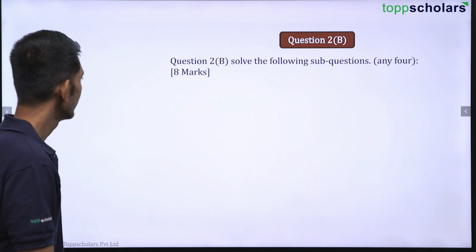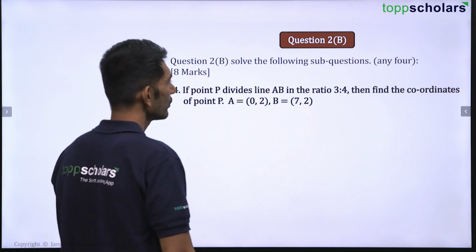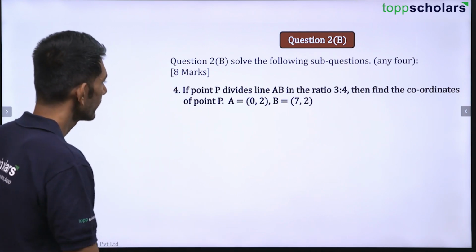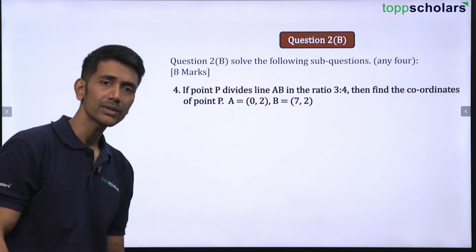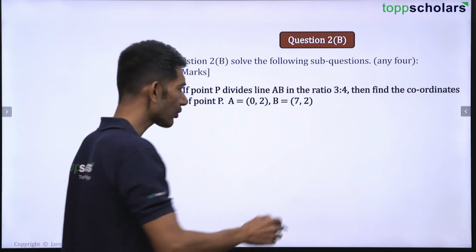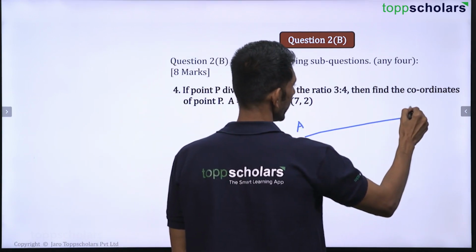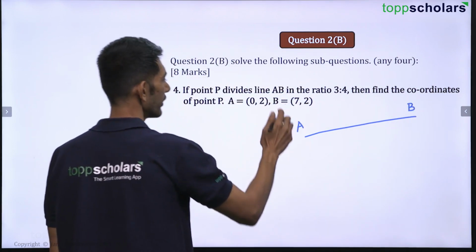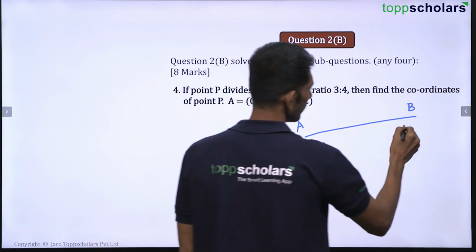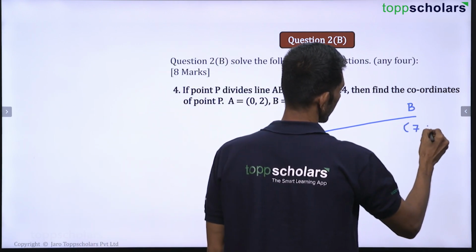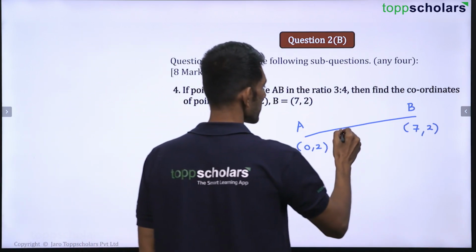Perfect. Let's continue. The next question says, if point P divides line AB in the ratio 3:4, then find the coordinates of point P, where A is given, B is given. Okay. Again, as I said, whenever you tackle a question based on coordinate geometry, try to draw the figure, that makes it easy for us. That is, you take A, you take B, because there are 2 points. A is 0, 2, B is 7, 2, and then there is point P.